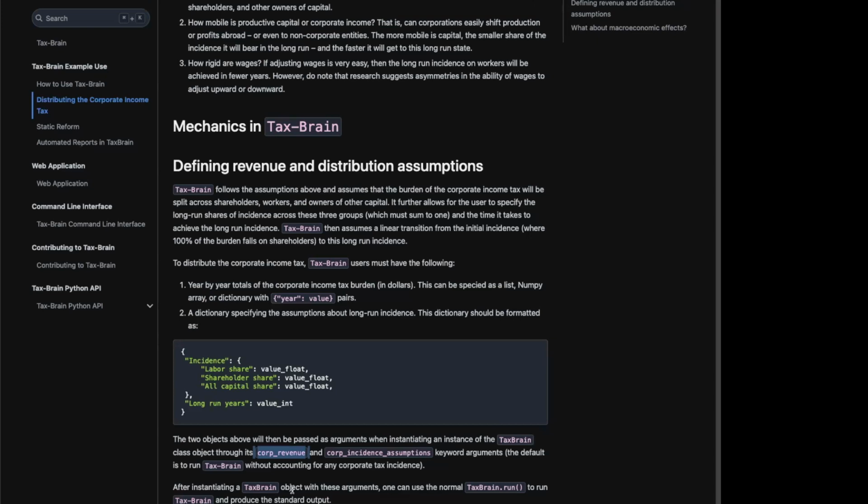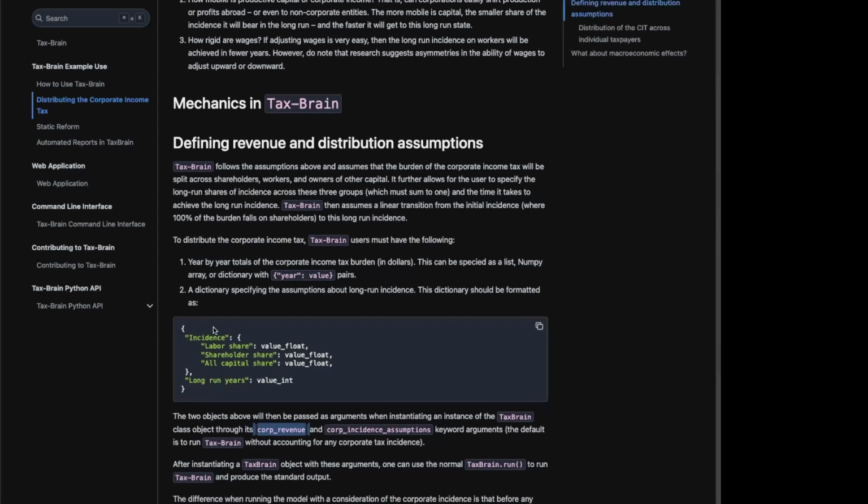So if you're doing a 10-year budget window, TaxBrain is going to look, if you specify something for corporate revenue, for something that has length 10. One estimate of the corporate income tax revenue from each year. Because TaxBrain is going to take those revenue estimates of what the burden of corporate income tax was in dollars, and then split that across labor and capital.